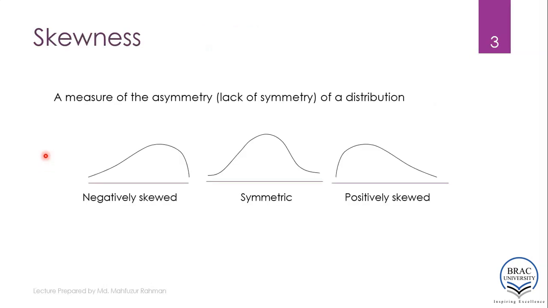So what is skewness? It's just a measure of asymmetry, or you can say lack of symmetry. If we have a symmetric situation, the lack of symmetry gives us these two situations: the negatively skewed and the positively skewed. Let's find out in more detail.